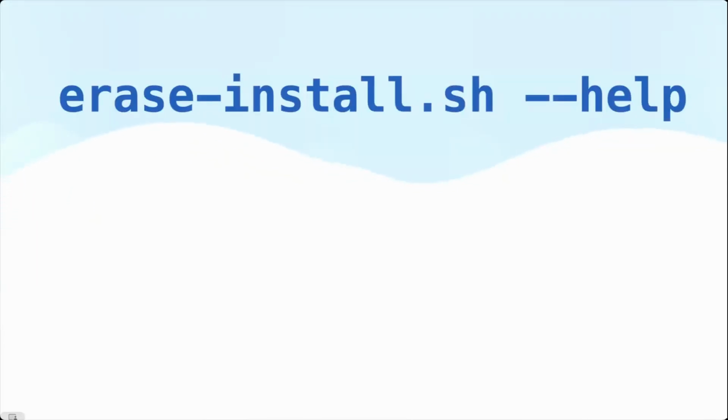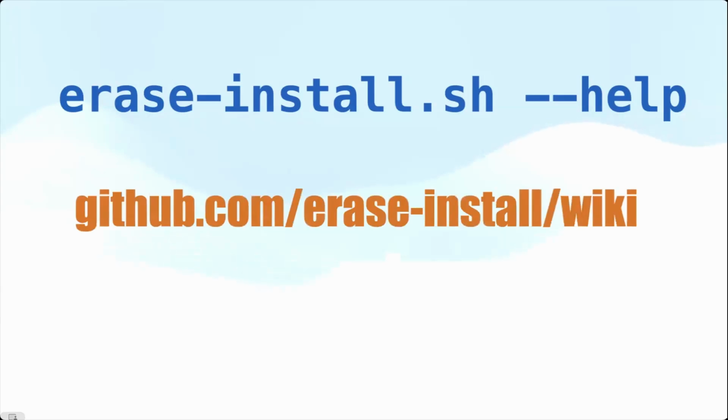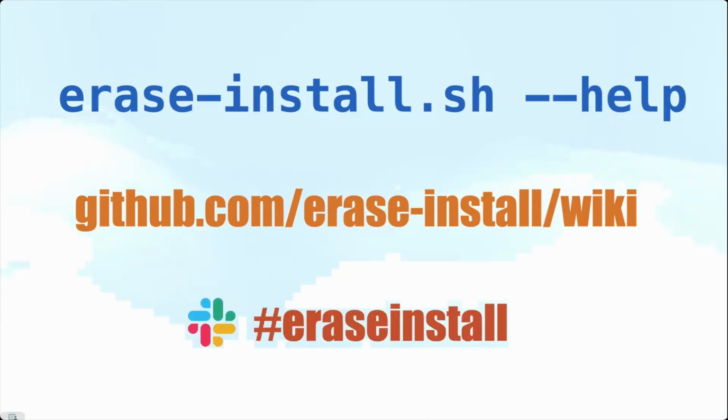For more generic problems, troubleshooting the use of this script, particularly if you're not familiar with all the options, there's --help. Just run this, you get every option. There's a lot. Far too many to talk about today. And there's the wiki, which has most of those options in a more descriptive form. And of course, there is in Slack the erase install channel, where crazily there are 1,800 people waiting to help.